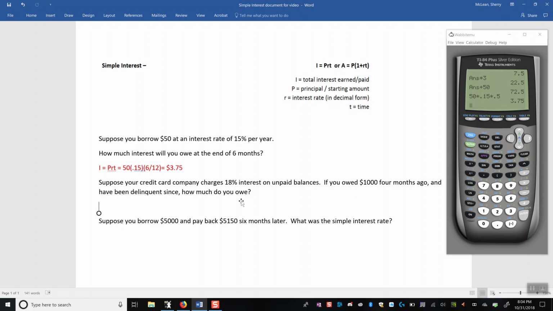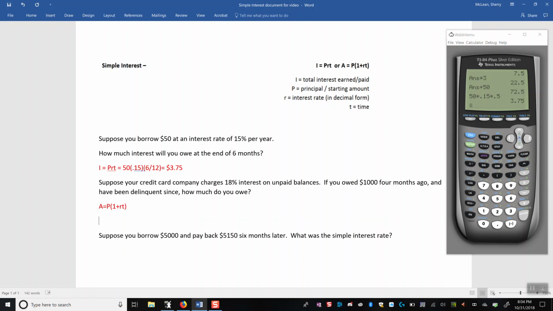So in this case, we need to pay back not only the interest, but also the initial amount. So the formula that we want to use is that A equals P times 1 plus RT. Here, we want to know the total amount that we owe, so we're looking for that accumulated amount, that A value, and hopefully we can figure out the rest of our information here.